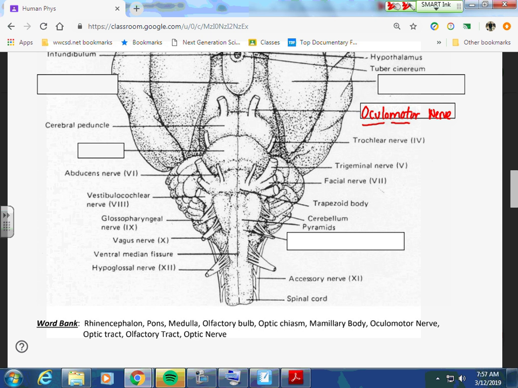This one here is going to be the pons. And then the last one here is going to be the medulla. Medulla oblongata. Sometimes we just write medulla, but that's what that is. So that should finish that diagram.